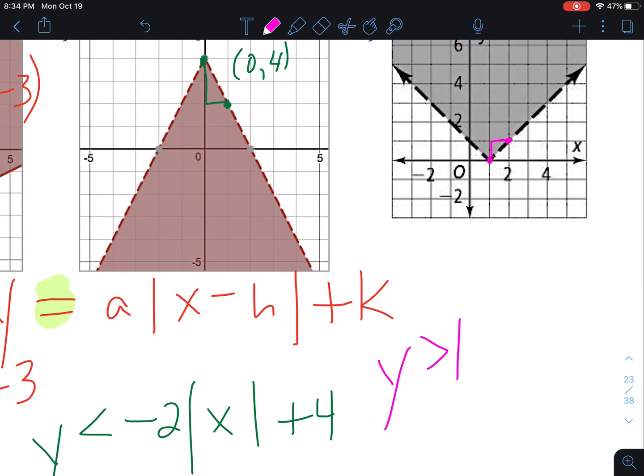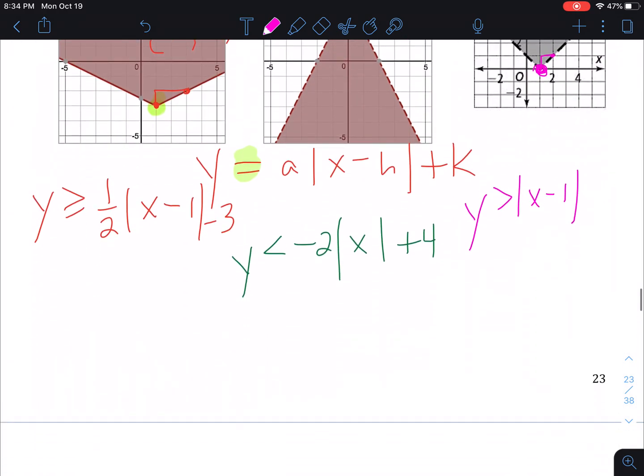So go to the absolute value. And then what's your vertex? This point right here, that's 1, 0. So x minus 1 for x minus H. And then the 0, you don't need to put it there for K. And then that's it.